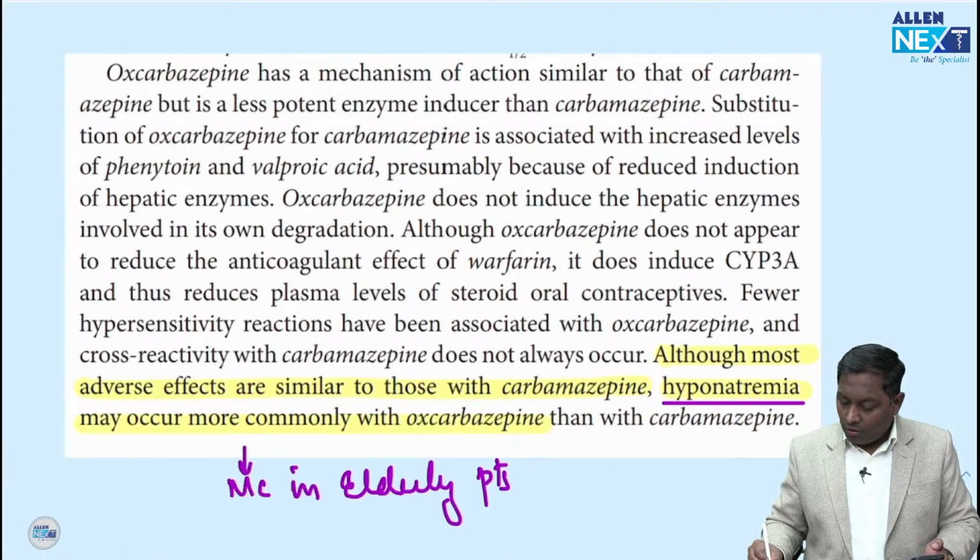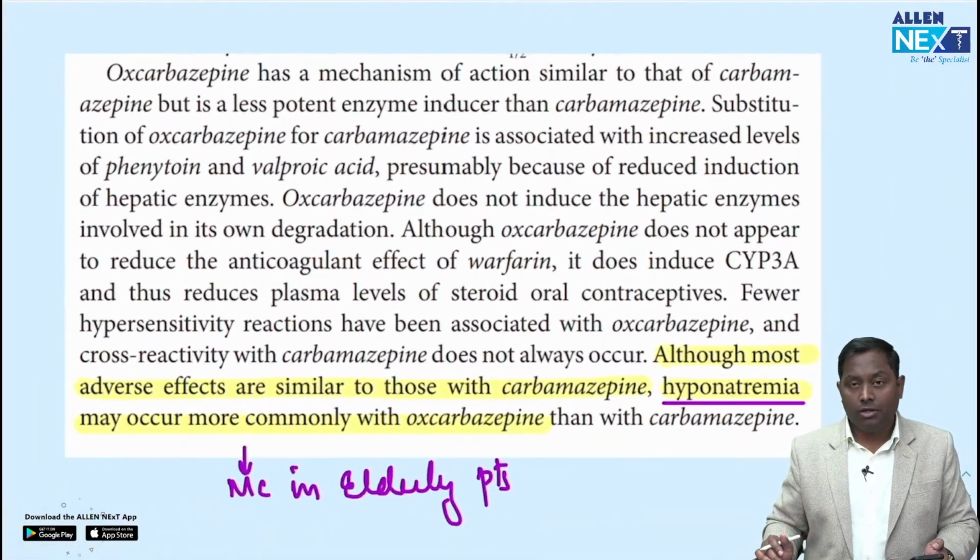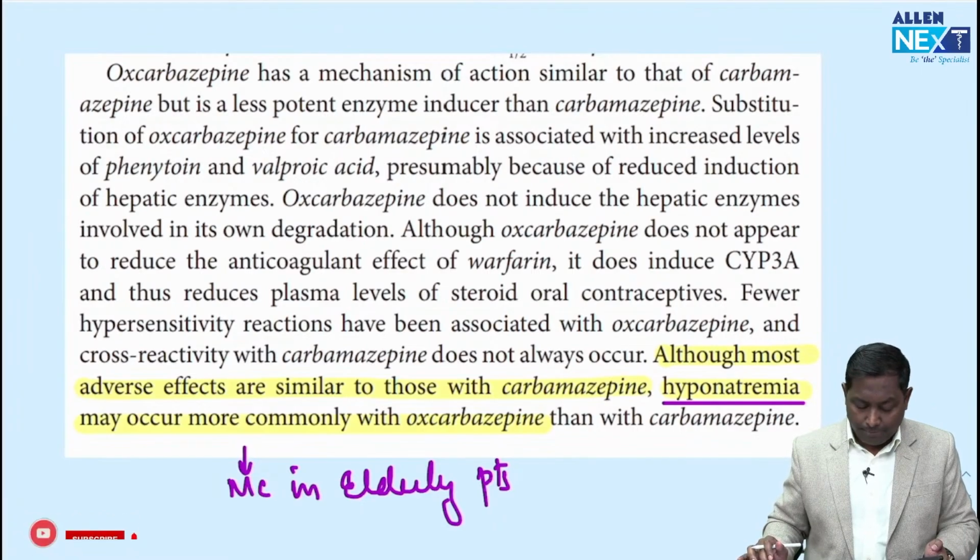The word hyponatremia is more common with oxcarbazepine. This hyponatremia is because of ADH only, so that is why I use the term dilutional hyponatremia. Okay, so Dr. Harish, you are absolutely correct.